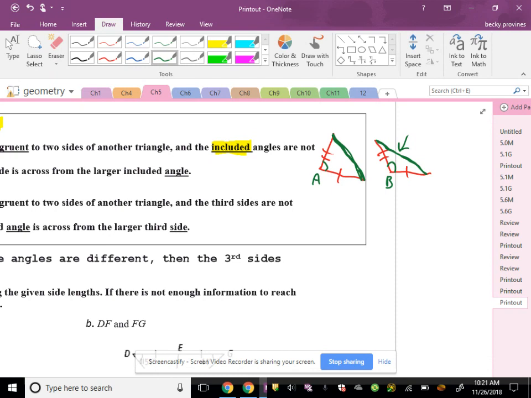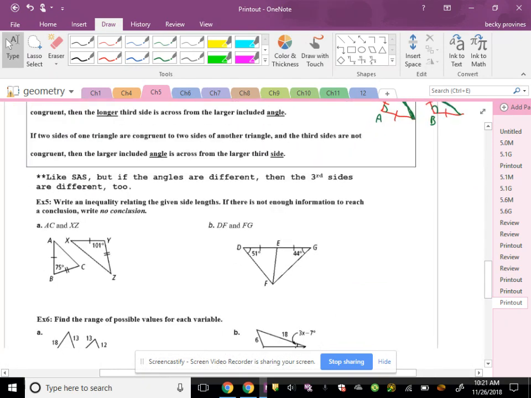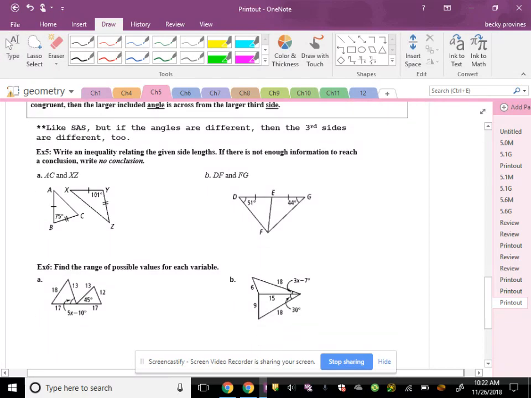That's all it is, guys. So it's kind of like if you crack the door open a little bit at the hinge, it's open a little bit. But if you open the door all the way, the hinge is opened all the way. All right, so let's jump in. It'll make sense, I promise. It's an easy thing to do.